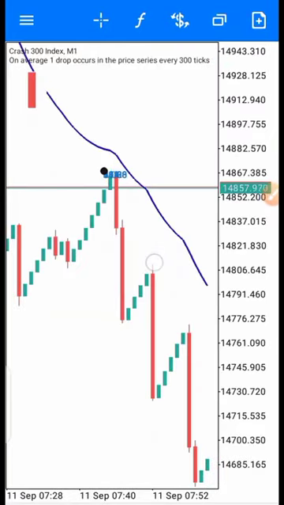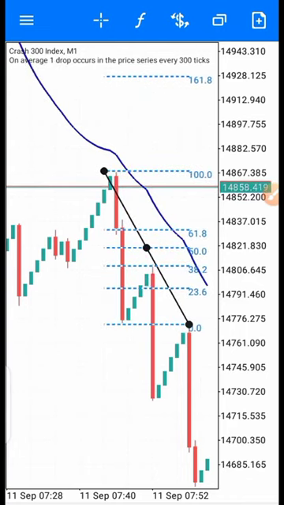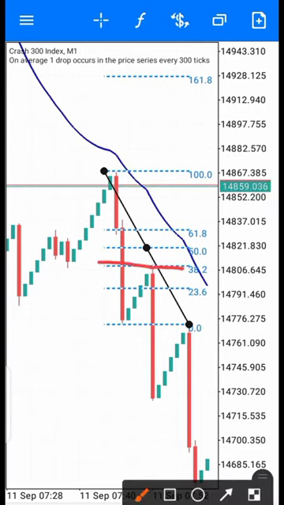This is where it begins. This is where it ends. You can see as it gets to the 38.2 level, the spike occurs. So if you just place your entry immediately for a sell, you catch the spike and you just close it straight.